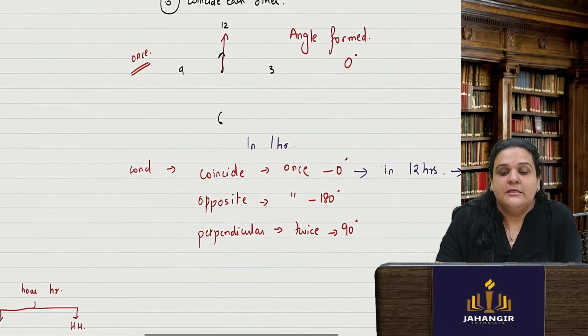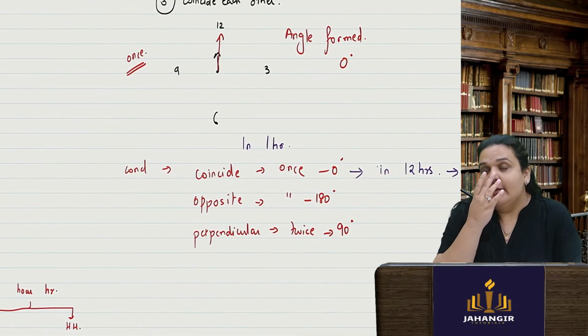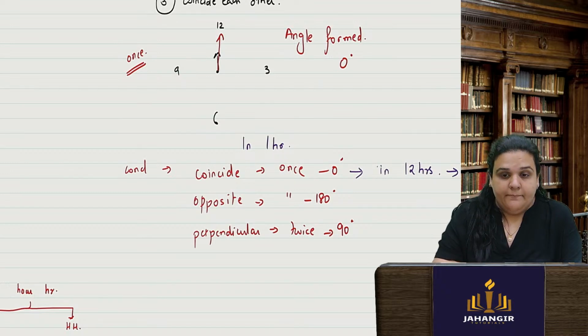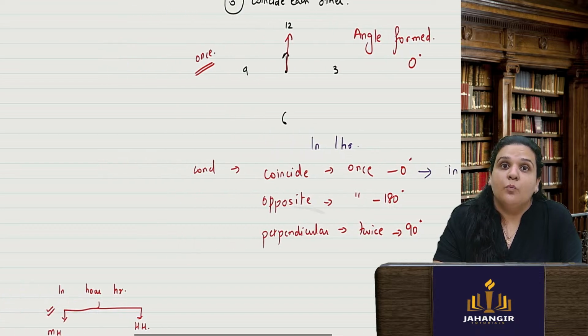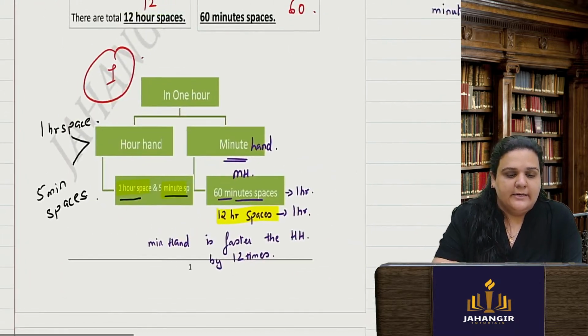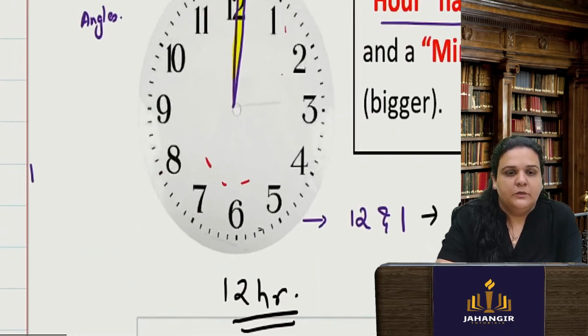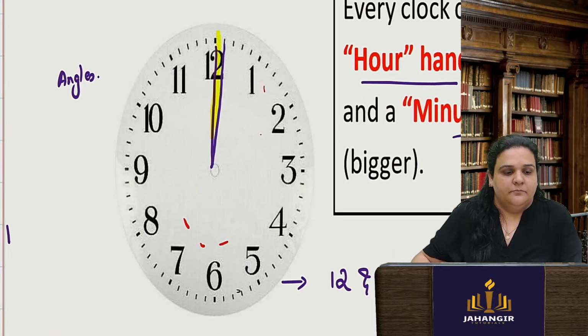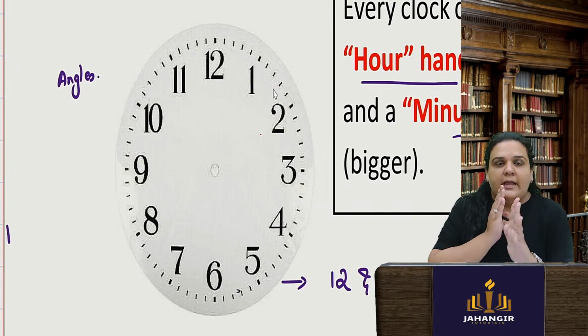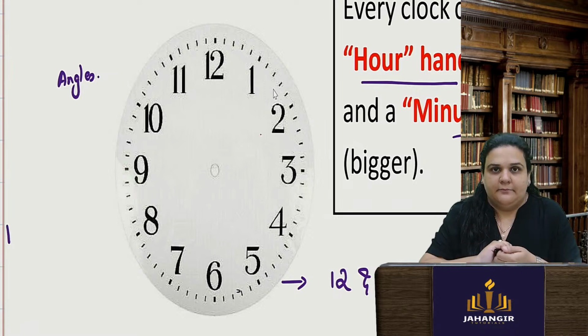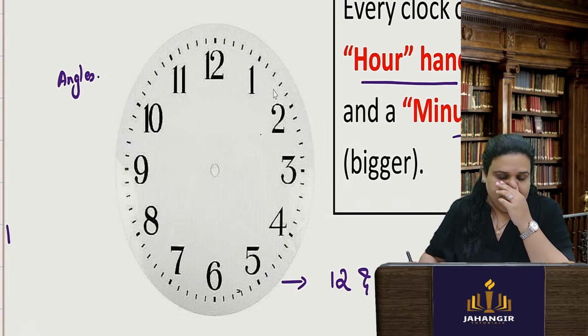Now for this, you would have to do an activity of going and seeing the clock for the whole day, for 12 hours. Then only you will come to know that though we have 12 hours, the coinciding of both the hands will take place only 11 times. Why so? I'll tell you. Okay, see this clock. Coincide means what? I told you, both the hands are exactly on each other. They are meeting.